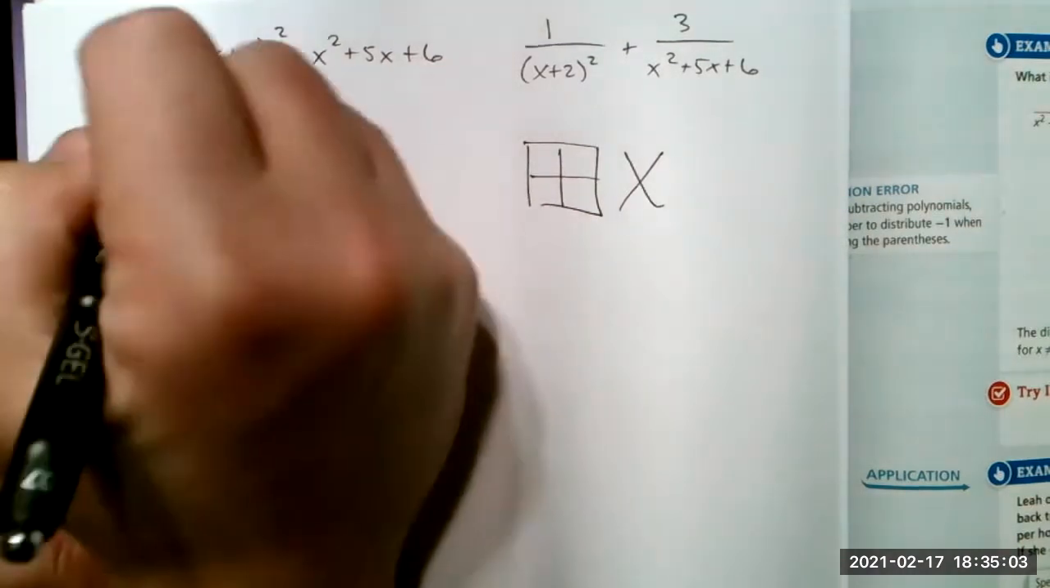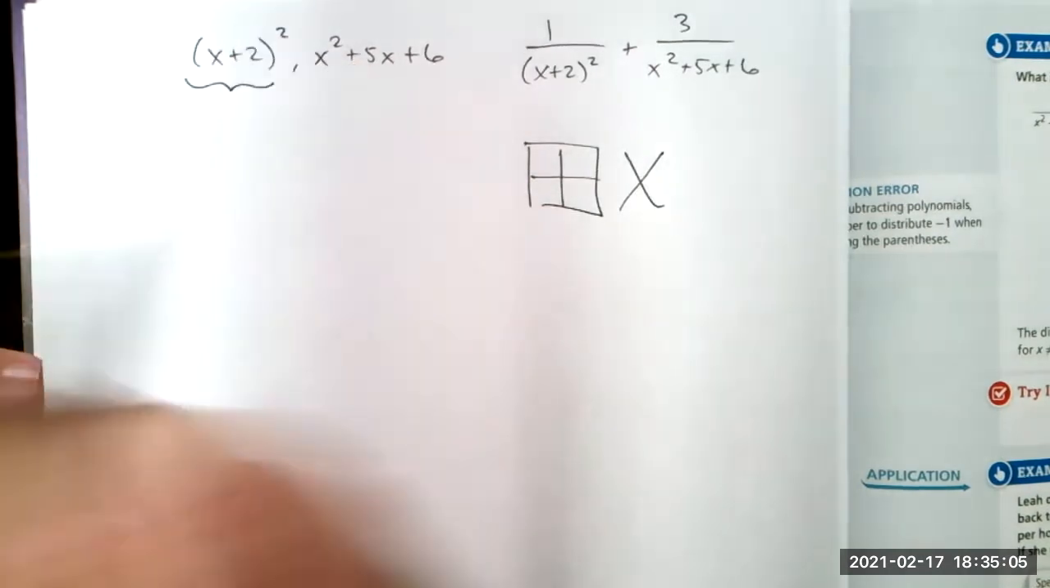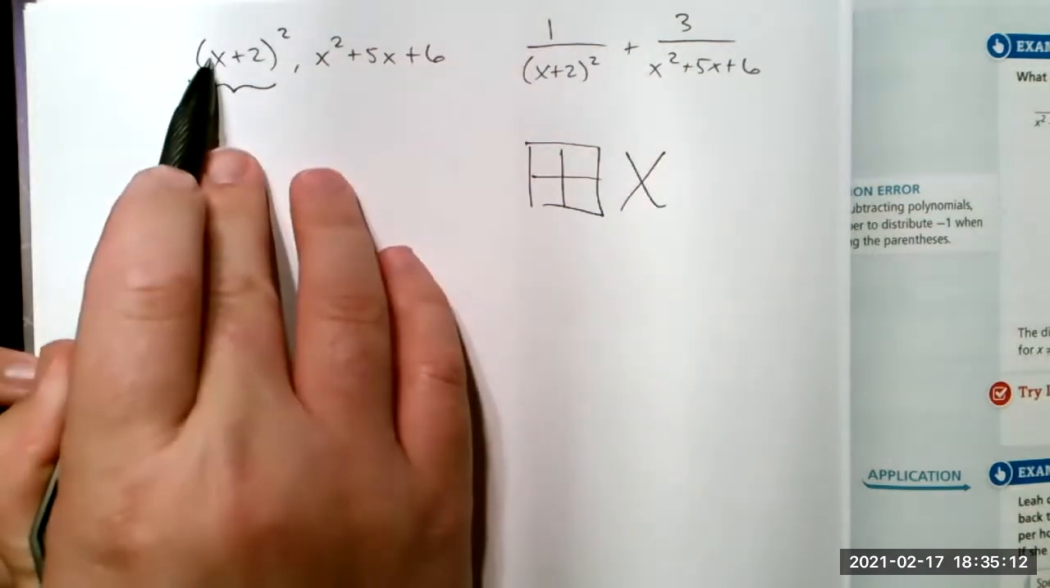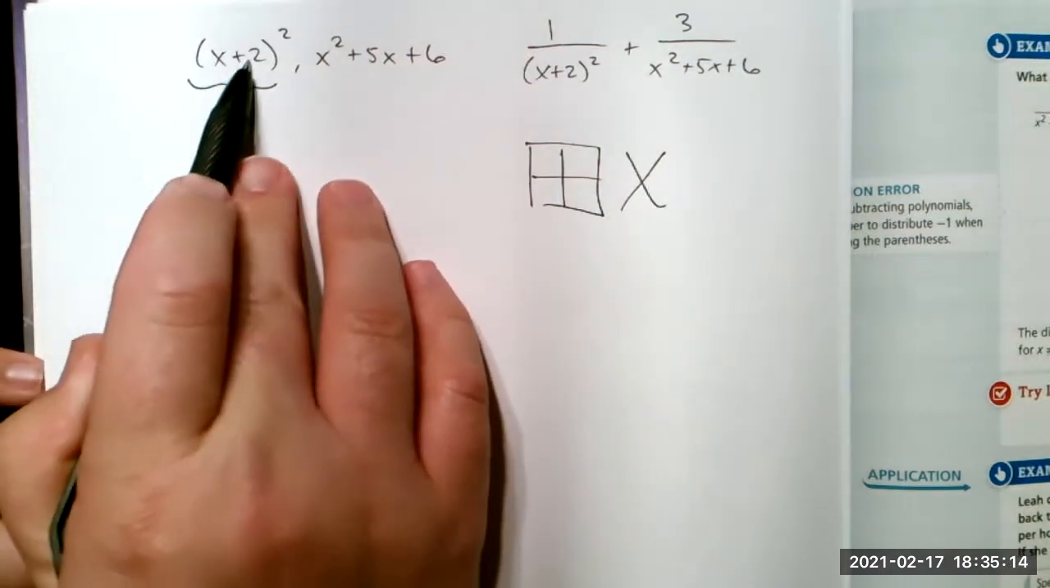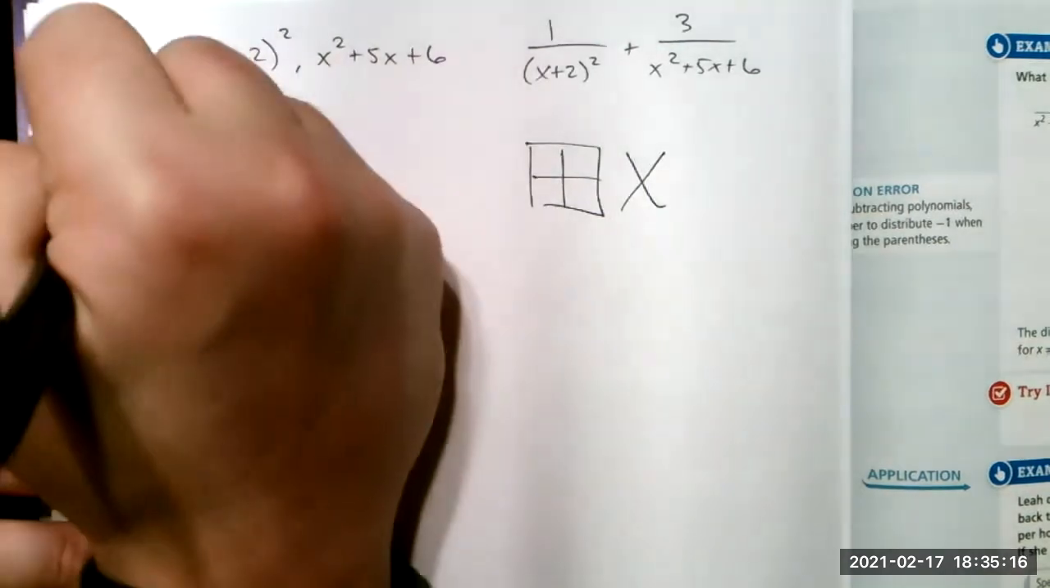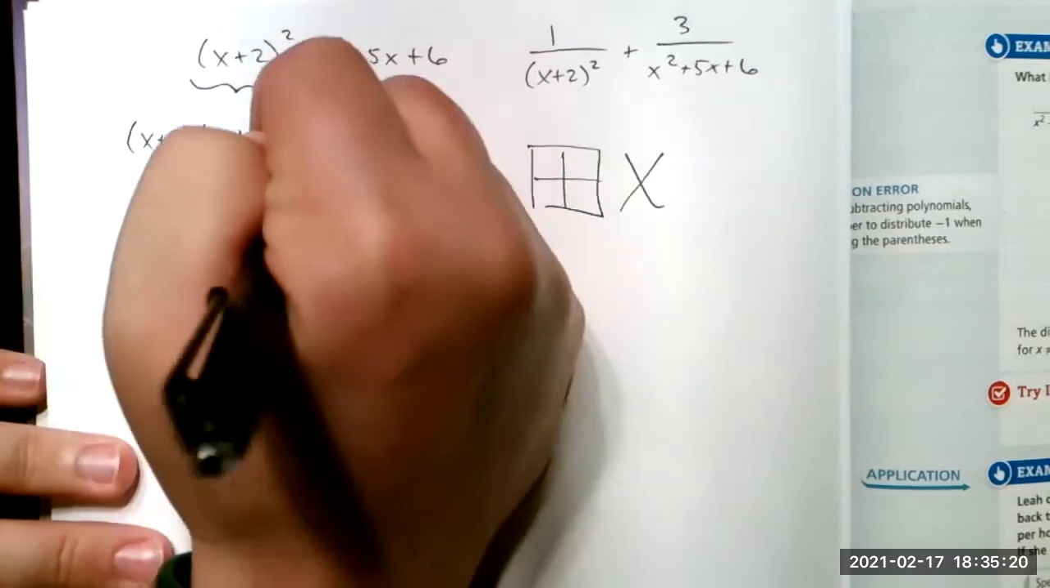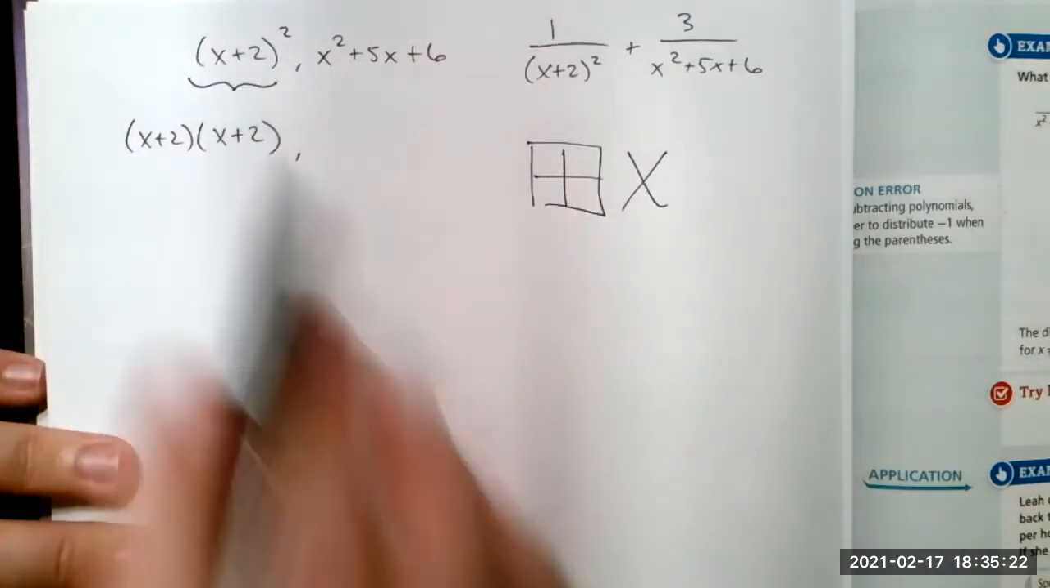So this first denominator, if you want to call it that, that's already factored, right? There is no quadratic here. It's not like it's x squared plus 2. It's just x plus 2 squared. And another way to write that is x plus 2 times x plus 2. This is just kind of a shorthand way of writing it.